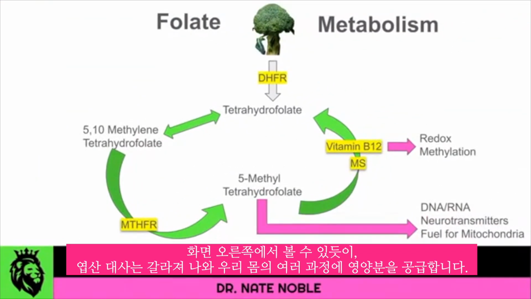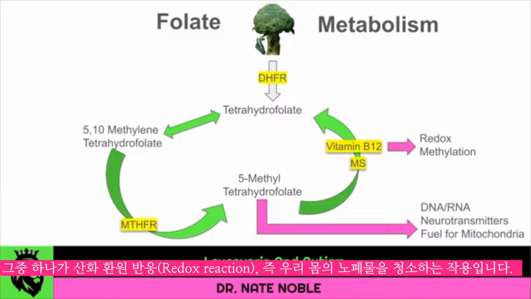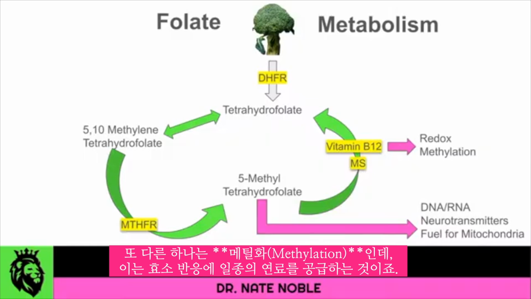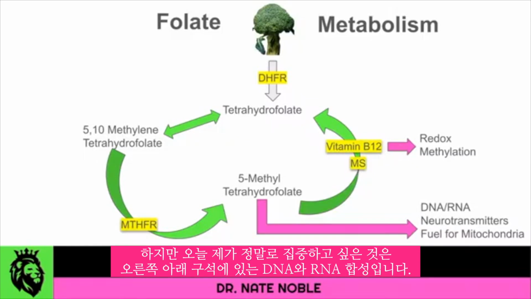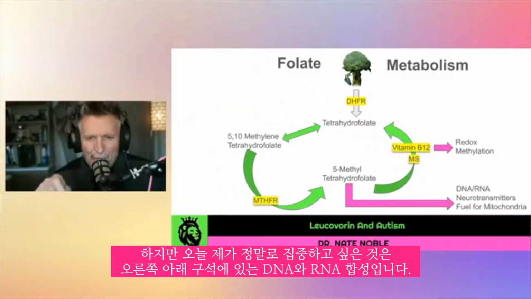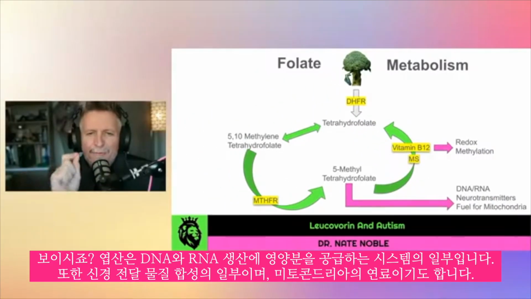So, as you can see on the right side of our screen here, folate metabolism skews off and feeds different processes in the body, one of which is redox reactions. So like the cleaning up of the body, the cleaning up of different products, methylation, which is kind of providing fuel for enzymatic reactions. But the thing that I really want to focus on today, okay, is the DNA and RNA synthesis in that bottom right corner. Folate is a part of a system that feeds the production of DNA and RNA. It also is part of the synthesis of neurotransmitters, and it's fuel for mitochondria.